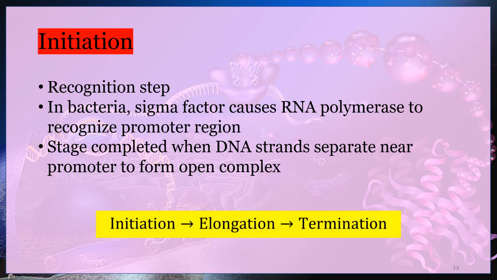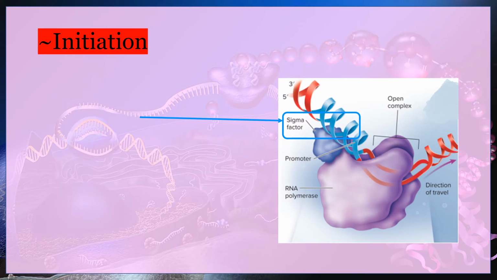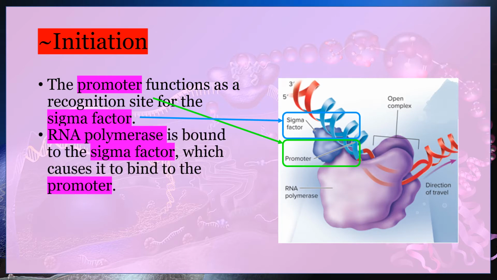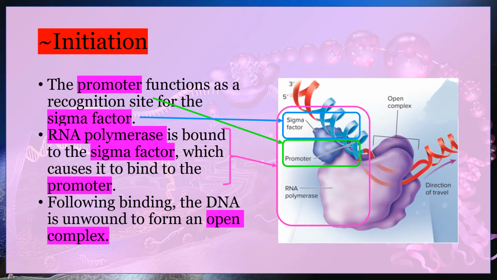So we have initiation, elongation, and then termination. We first start off with the promoter, which functions as a recognition site for that sigma factor. RNA polymerase is bound to the sigma factor, which causes it to bind to the promoter. Following binding, the DNA is unwound to form an open complex.